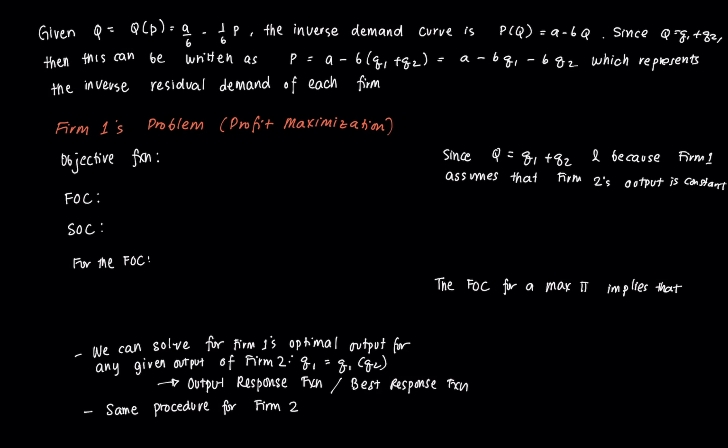Okay, so given this demand curve, we had this direct demand curve earlier. The inverse demand curve, as we said, is P as some function of Q, which is A minus B times Q, right? But we know that the total market output is just Q1 plus Q2. So we can rewrite this as A minus B Q1 minus B Q2, which is essentially the inverse residual demand function of each firm.